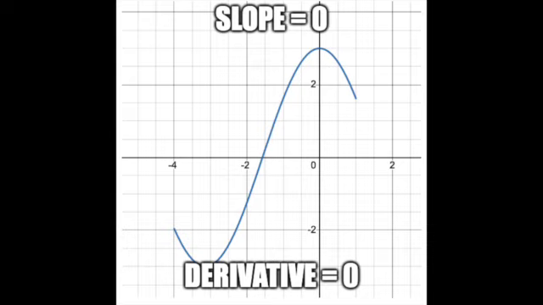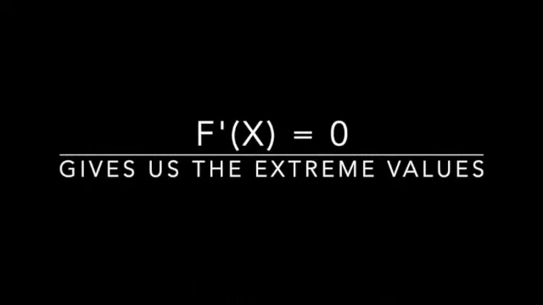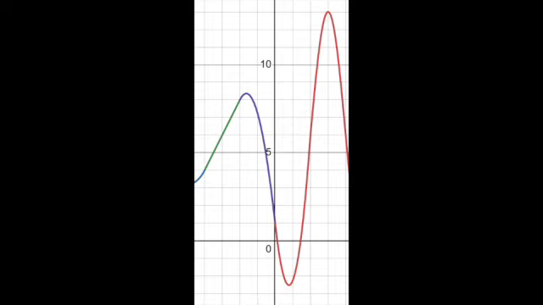That means that at these points, the derivative is 0. So we can find these extreme values by setting the derivative of the function equal to 0. Simple enough, right? Well, there are some cases, like we see in this graph, where there are multiple occurrences of this flatness, but there aren't necessarily absolute max or mins.